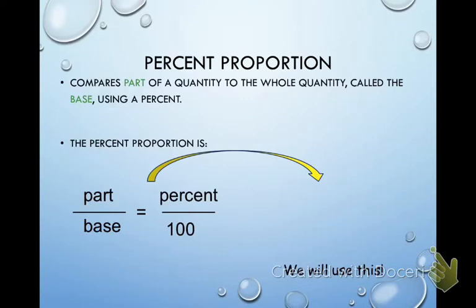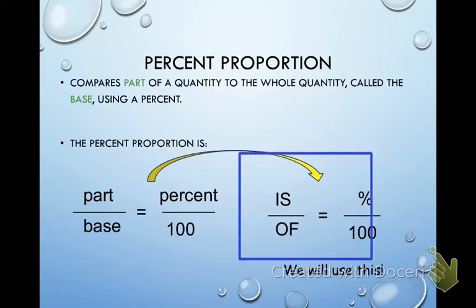Now, that's important when you get into 7th and 8th grade percentages and the higher level percentages. But for our purposes, and what you'll use in the beginning of 7th grade, is this one. It's the same exact thing. Is over of equals percent over 100. And this is super important. You need to memorize this proportion. Is over of equals percent over 100.